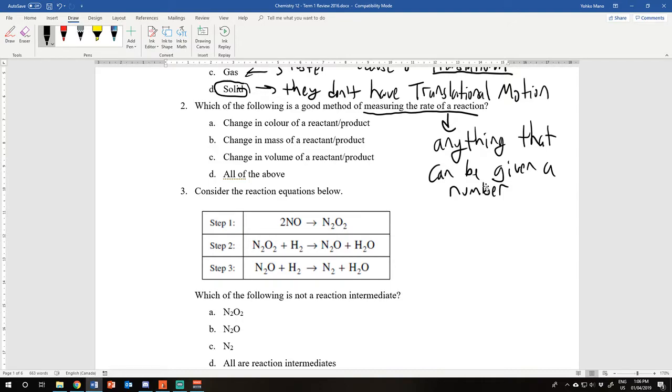But again, if we have a numerical method of measuring a smell, then that would also be a valid way of measuring a reaction rate. Here, all of the above will work because color can be turned into a number. Computers do this all the time. That's the only one that's kind of iffy, is the color of a reactant or product. You actually can measure how blue or how green something is. All right, so there you go. So anything that can be given a number is a valid way to measure the rate of a reaction. Okay.